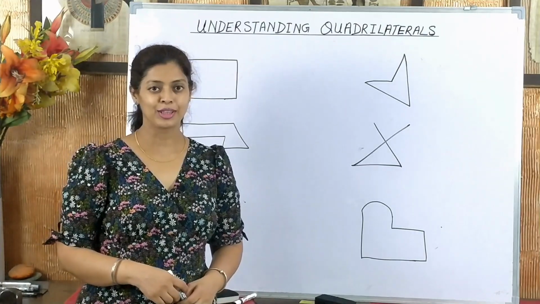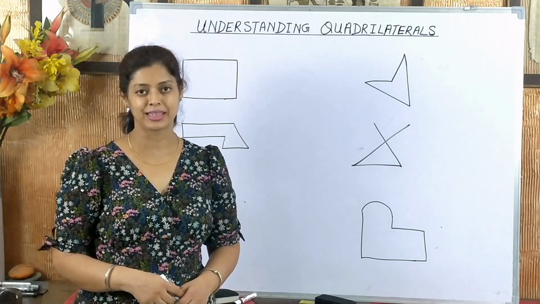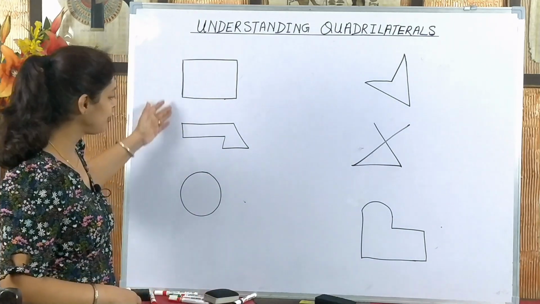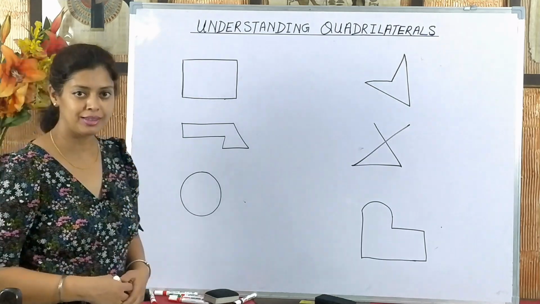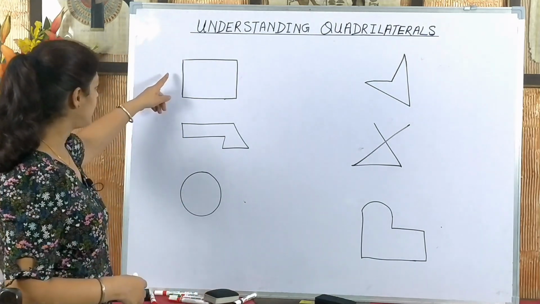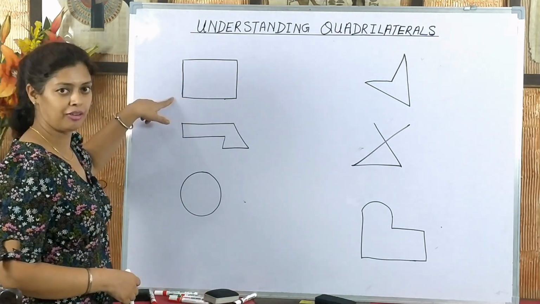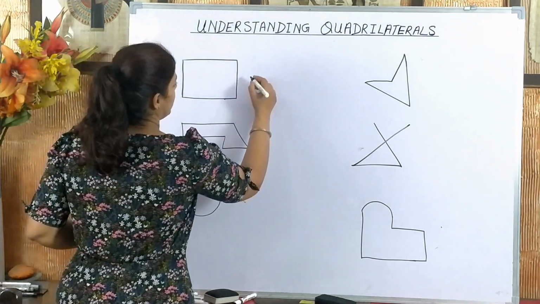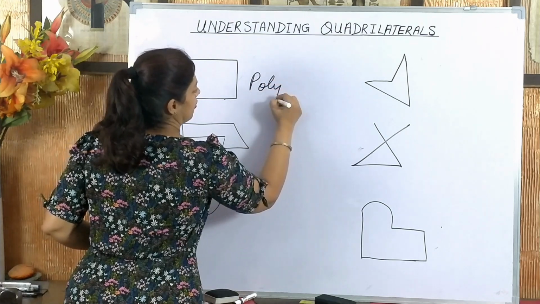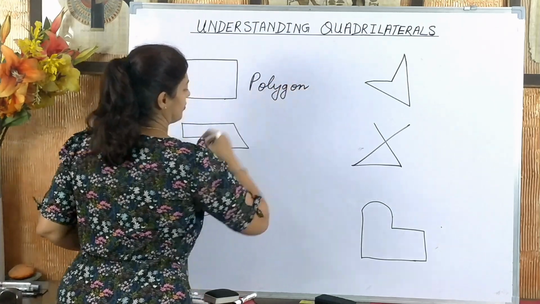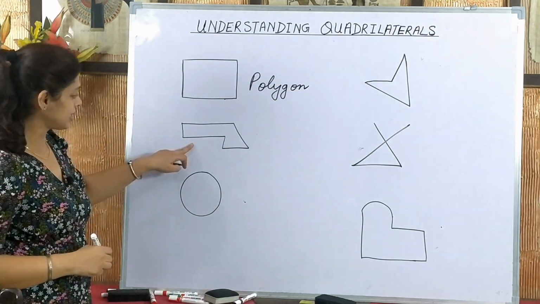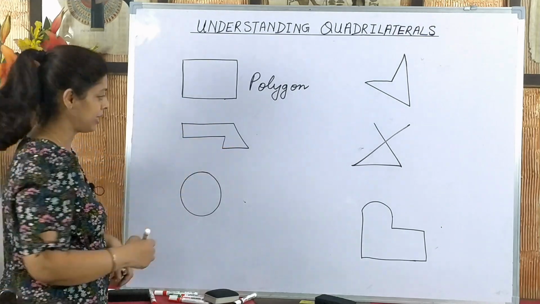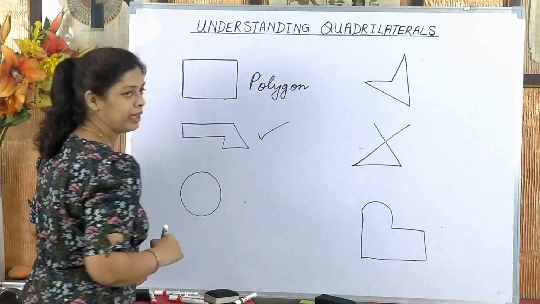Now since all of us know that polygons are simple closed curves made up of only line segments, we will identify the following curves whether they are polygons or not. In the first case, this is a simple closed curve made up of only line segments. So I can say yes, this is a polygon. In the second case, again, this is also a simple closed curve made up of line segments. So this is also a polygon.